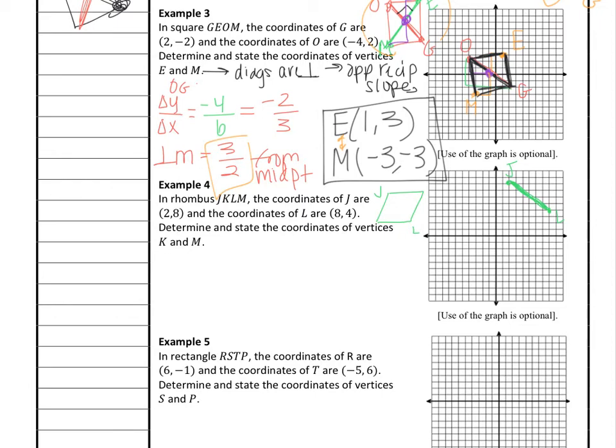So they gave us JL, and we are looking for K and M. And again, if I draw in that diagonal, I see very clearly that they're perpendicular. Diagonals are perpendicular. So again, we need opposite reciprocal slopes.